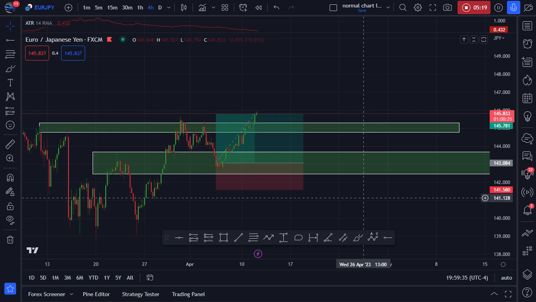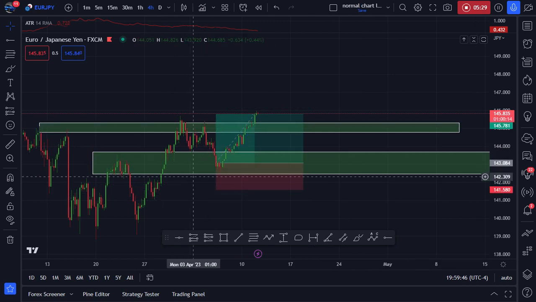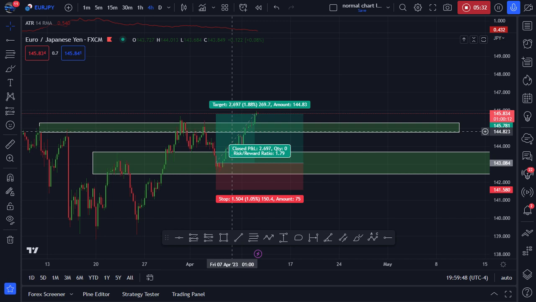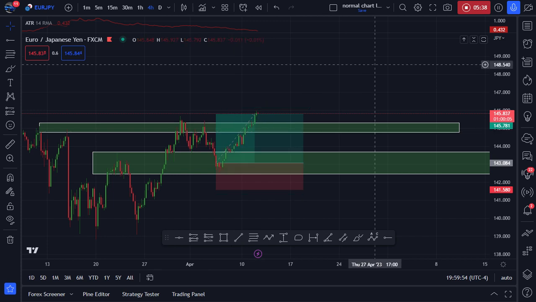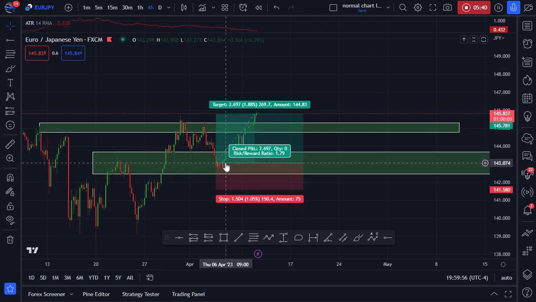So, what I do is I check the retail sentiment. On your Euro Japanese yen, when I took this trade around here, 80% of people were short on the Euro Japanese yen, and only 20% were long. What I did, I took this long position.